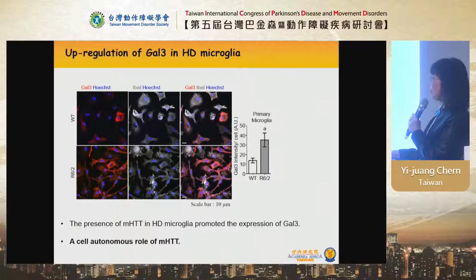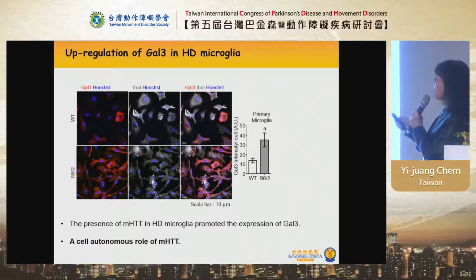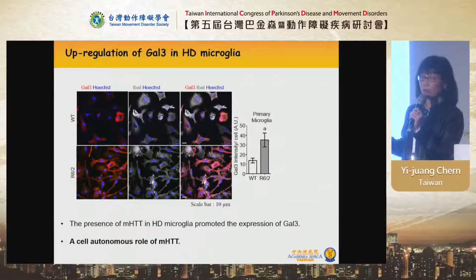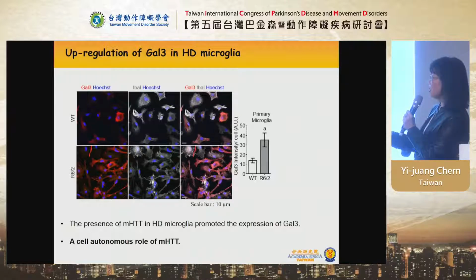For that purpose, we also stained primary microglia. We isolated primary microglia from Huntington's mouse and looked at whether they also express galectin-3. If you compare wild type versus HD, you'll find the galectin-3 level is significantly increased. That indicates that it really doesn't require other cell types. Simply microglia would give you high galectin-3 levels.